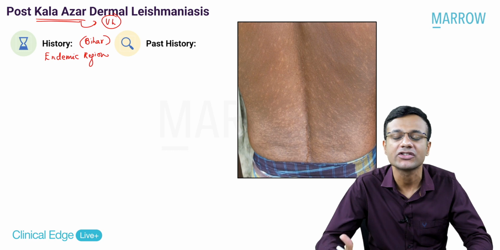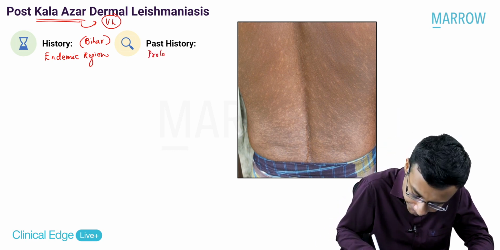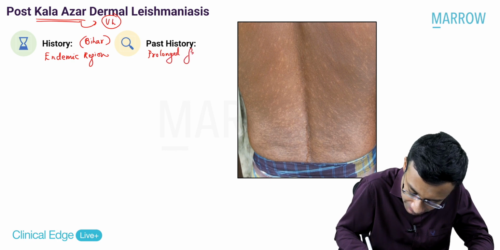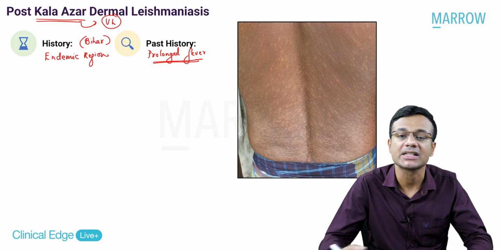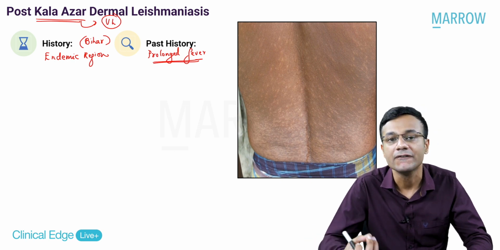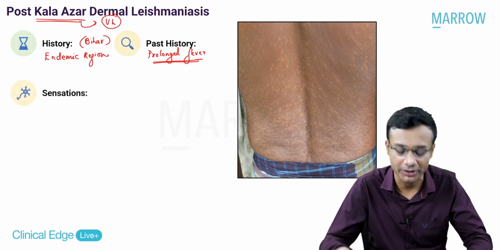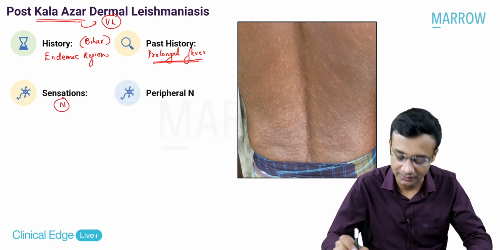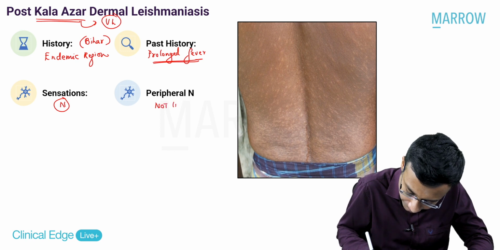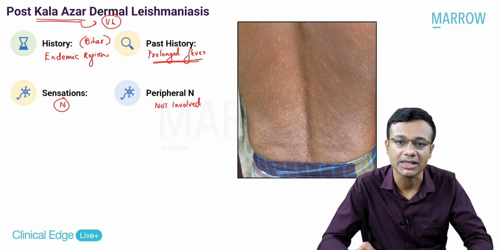So how do I elicit history of visceral leishmaniasis? There will be past history of prolonged fever. So prolonged fever in the past is one clue which is going to tell you probably the patient has visceral leishmaniasis. We also know that visceral leishmaniasis is going to present with massive splenomegaly, right? The two important points of visceral leishmaniasis. The next important point, sensations are always normal here, and peripheral nerves are not involved in post-Kala Azar dermal leishmaniasis.